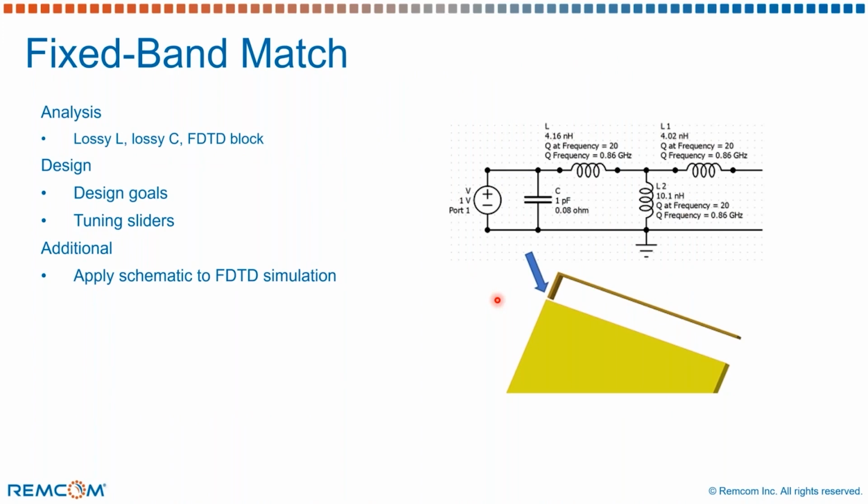In this case, we're looking at a simple L antenna with a ground plane. We're going to put in a matching network, look at a couple of these inductors and capacitors and FDTD blocks as far as components go. We'll look at design goals and how those are used, and then also the tuning sliders, so that way you can see just how that feature works. And then we'll apply this back to the FDTD simulation where we can look at realized gain.